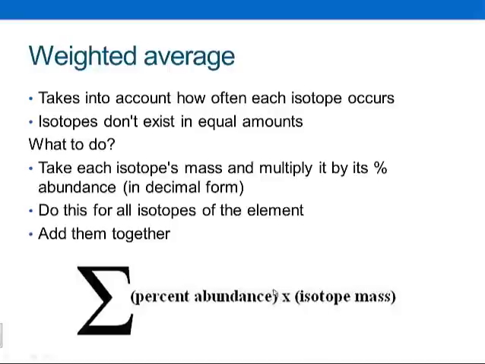So jot this down, because these are the steps you're going to use. You're going to take each isotope's mass and multiply it by a percent in decimal form. Put it in decimal form. So you're going to move the decimal over 2 places. Do this for all the isotopes of the element and then just add them together. That's all there is. Let's try this calculation.